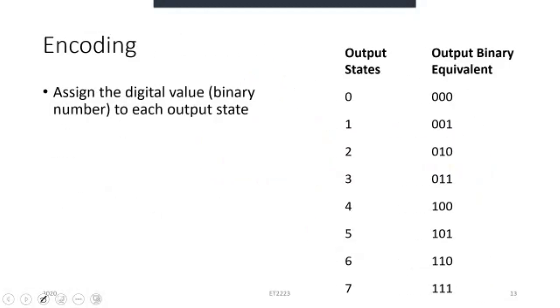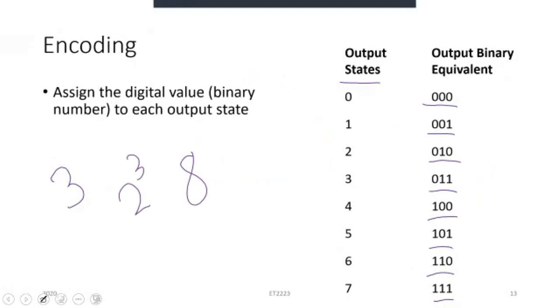Once we have done that quantizing, then the last stage is encoding. It is basically assigning a suitable or equivalent binary value to that. So each of those output states we can represent depending on the number of bits that we had. We had a 3-bit converter, so we had 8 states. So then those 8 states will have 8 different binary values. So that is the basic idea there.